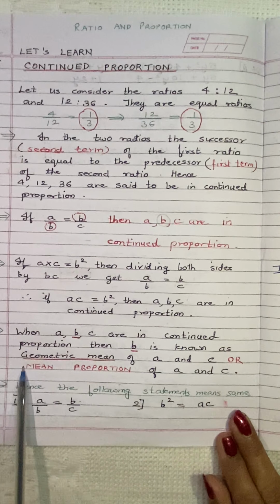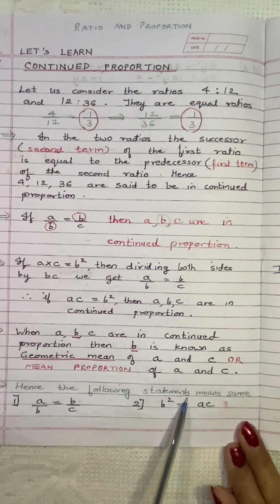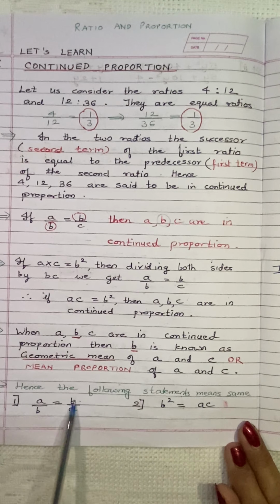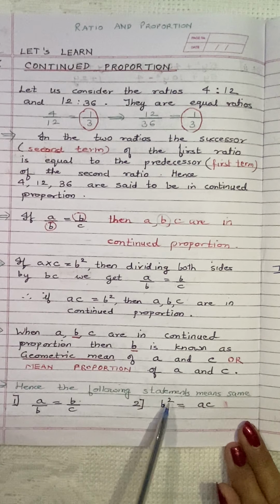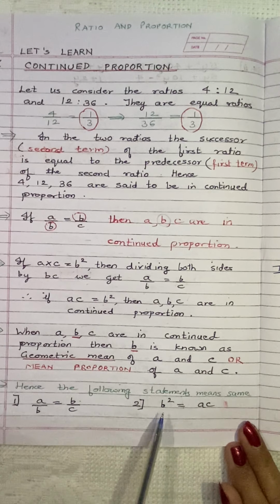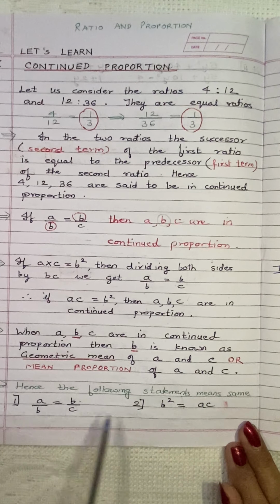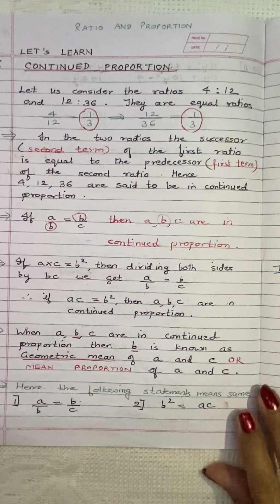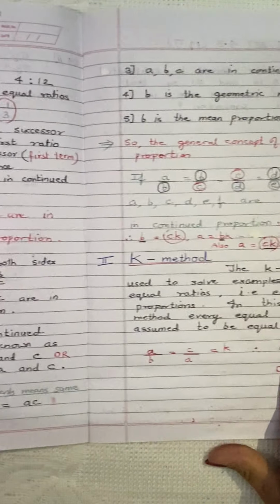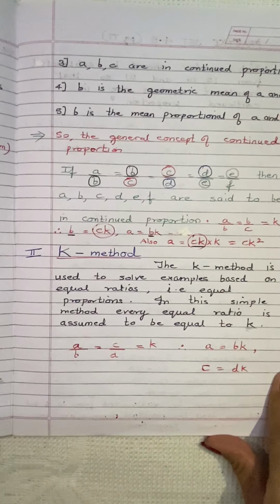It means the same, right? Hence the following statements mean the same: A upon B is equal to B upon C, and B square is equal to AC. When I am multiplying these two, I am getting B square, and multiplying A into C is equal to AC. These are the things we need to remember before we start solving the sums from the exercise.